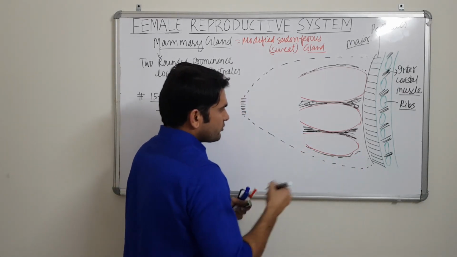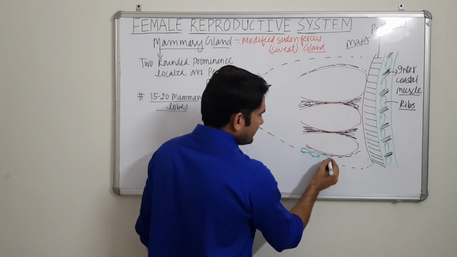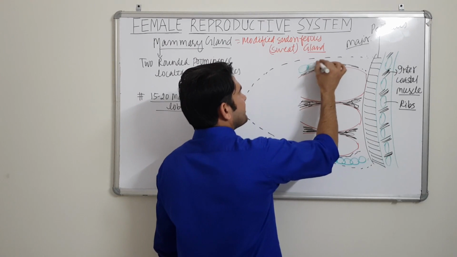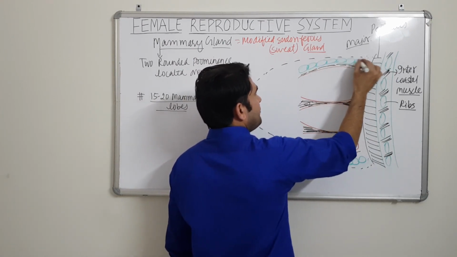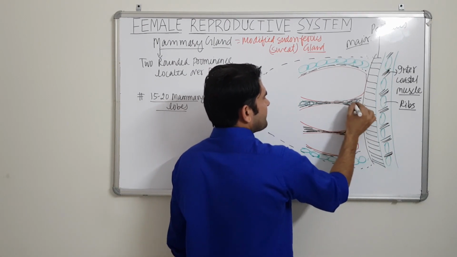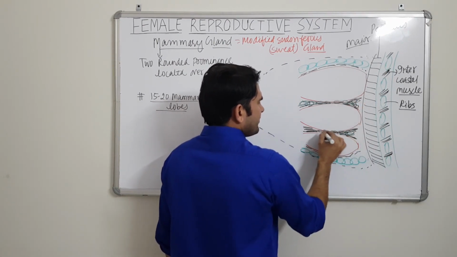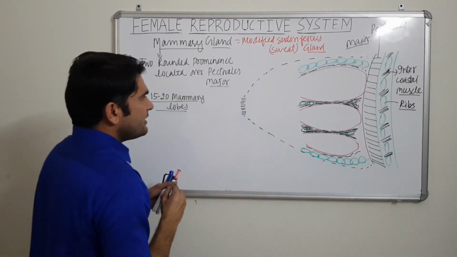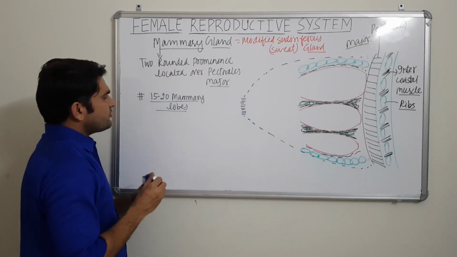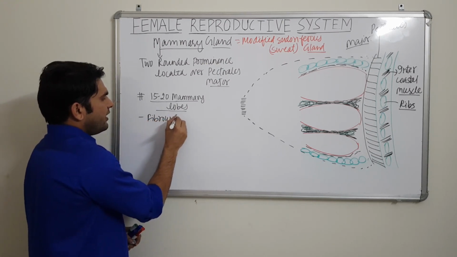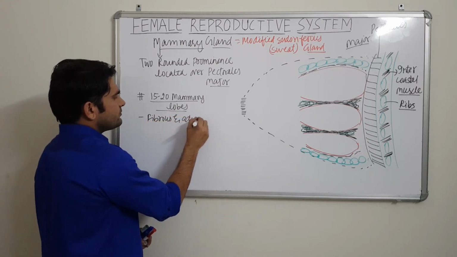Let us make adipose connective tissue in green color. So these are the adipose mass which is present like this here. Adipose mass is also present between the lobules as well. Makes sense? So the second part of the mammary gland is that it consists of fibrous and adipose connective tissue.